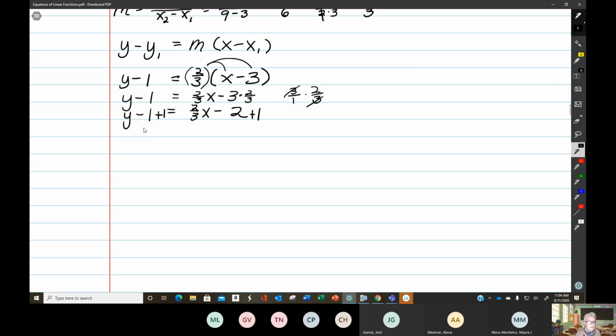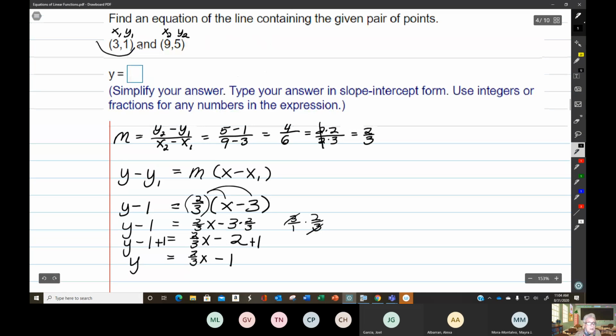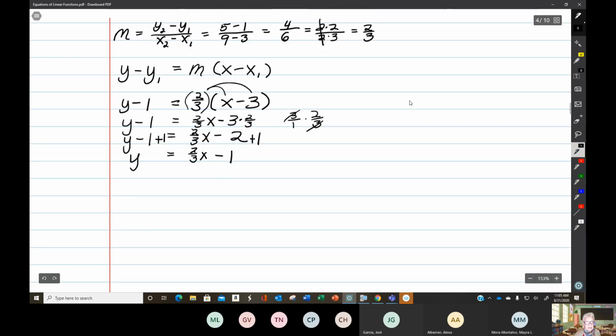-1 plus 1 is 0, so that leaves me with y equals 2/3 x. -2 plus 1 is -1. And there's the answer. That's the equation of the line that goes through these 2 points, and that's all you know. You can find the equation of any line if all you know is 2 points for sure that are on the line. We're going to do the same thing again, because that takes practice.